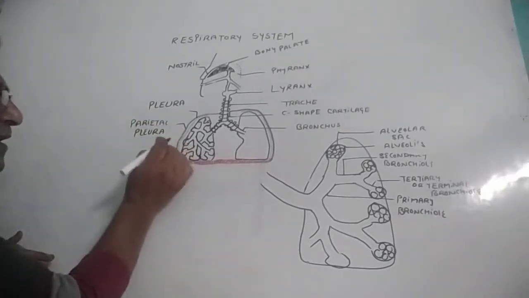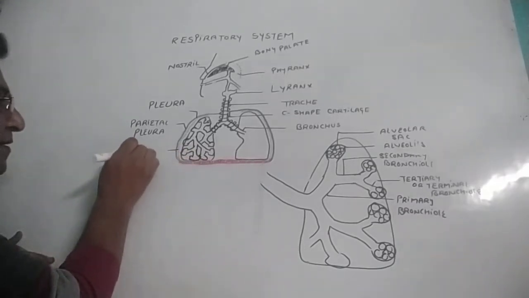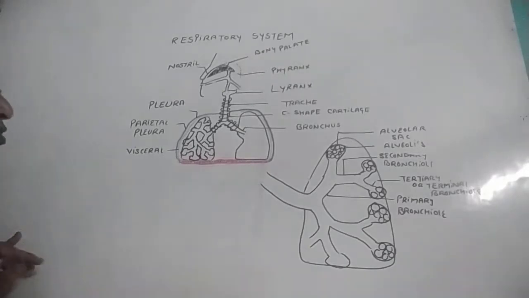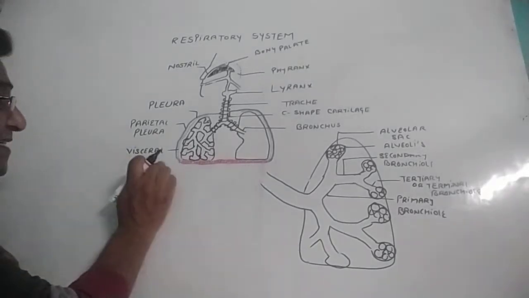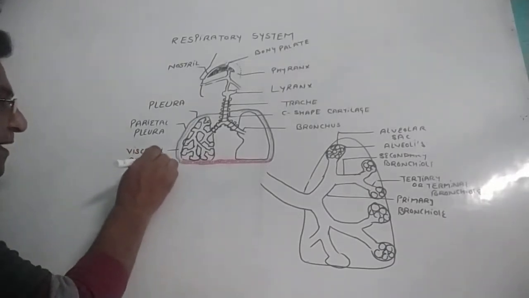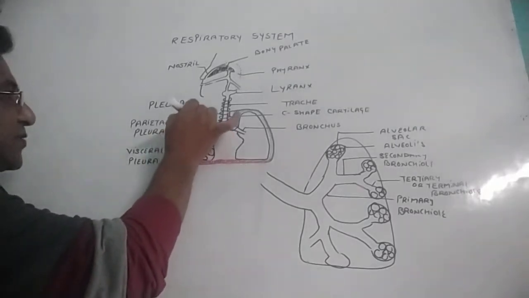And the inner one, this bluish color I made, is called the visceral pleura. Viscera means internal organ. The membrane which is close to the lungs, the internal organ, is called the visceral pleura. Now remember that in between these two there is a lot of fluid present.